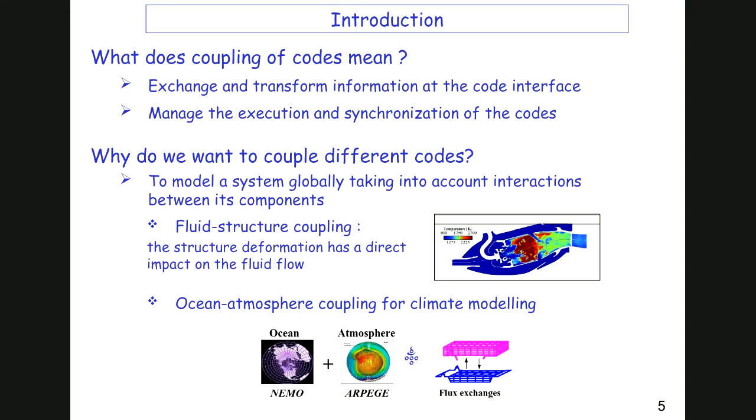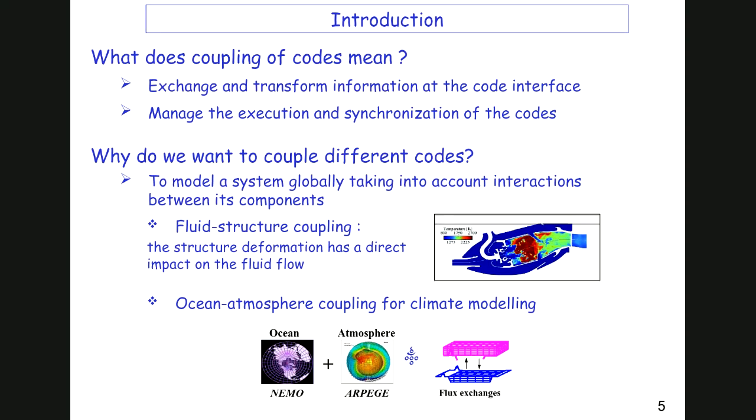So what does coupling of code mean? You have two main concepts in code coupling. The first one is that when you couple codes, you exchange information at the interface of those codes, and you need to transform this information so that the data produced by one code is understandable by the other code. So the first part of the coupling is to exchange and transform the information at the interface of the code. But of course, to do that, you also have to synchronize the code and manage their execution. So those two main functions are what coupling software do. They exchange and transform the information, and they manage the execution and synchronize the code.